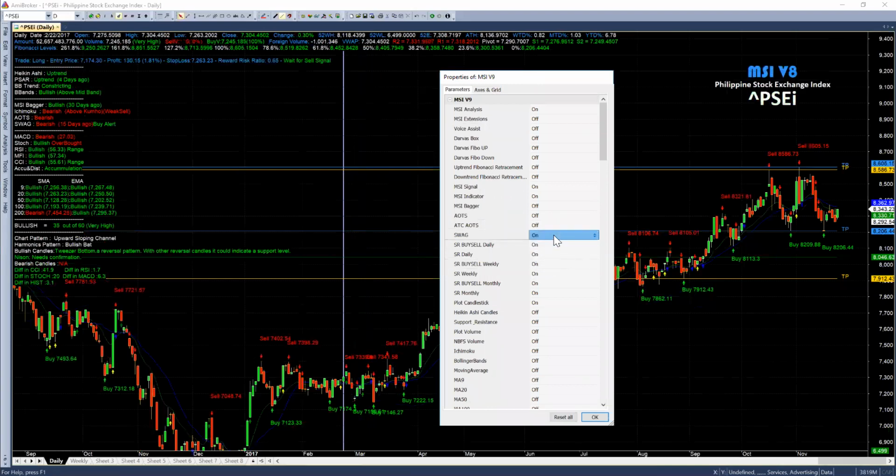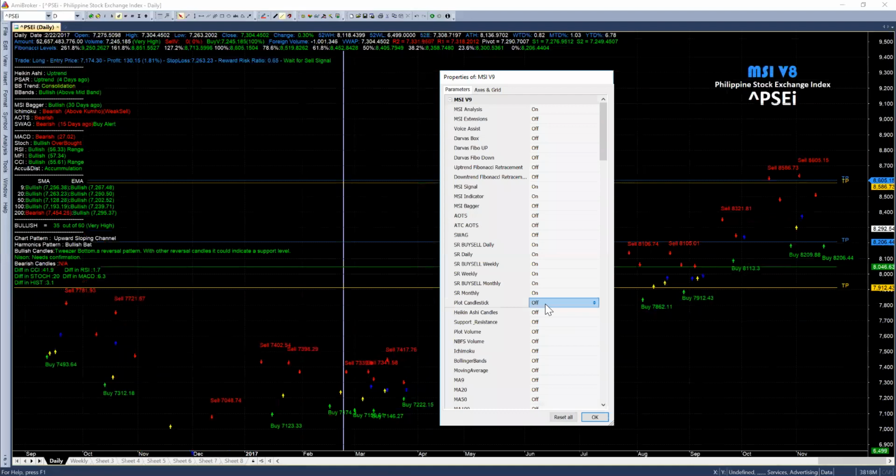So aside from the swag, we already discussed the SR buy and sell signals. That's your support and resistance. Again, ito yung mga lines, the blue, yellow, and the green lines. Then you can switch off your candles if you want.